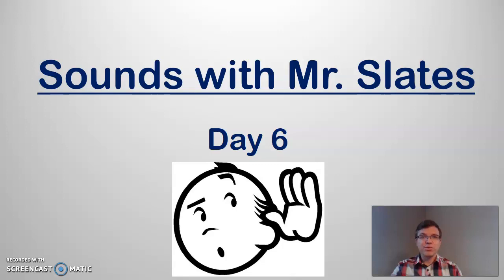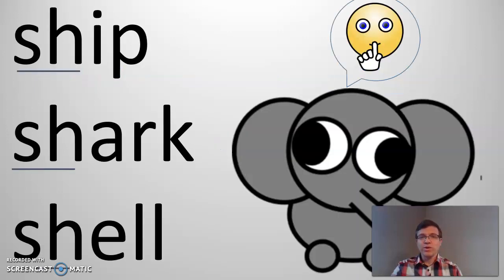Slates. If you remember right, the last time we learned that our S and H, when they go together, make a special sound. Do you remember what the special sound is? That's right. It's shh, the sound we make when we want someone to be quiet. So when you see an S and an H together, you know that it makes the shh sound.